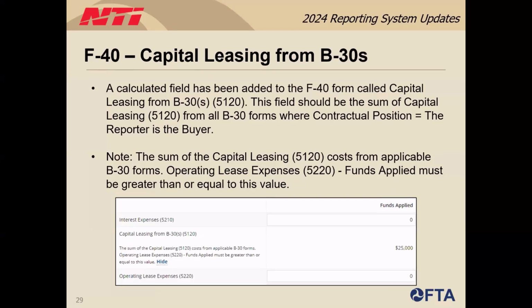On the Operating Expenses Summary F40 form, you will now notice a Capital Leasing from B30s line. This is an auto-calculated field of the sum of capital leasing expenses from your Contractual Relationship B30 forms, where the reporter is the buyer of service. Please note that you still need to include this amount under the operating lease expenses 5220 line, along with any other operating lease expenses you may have.